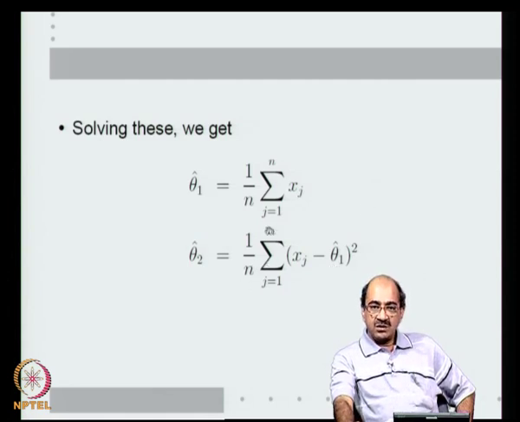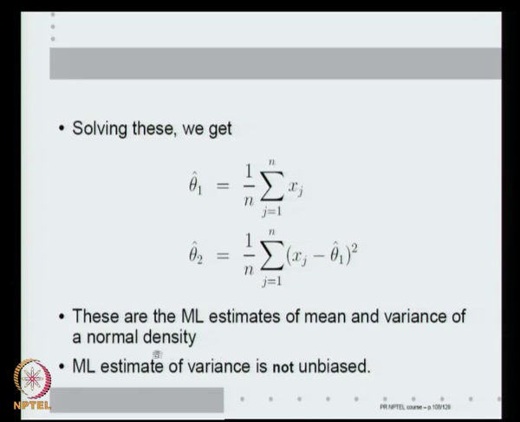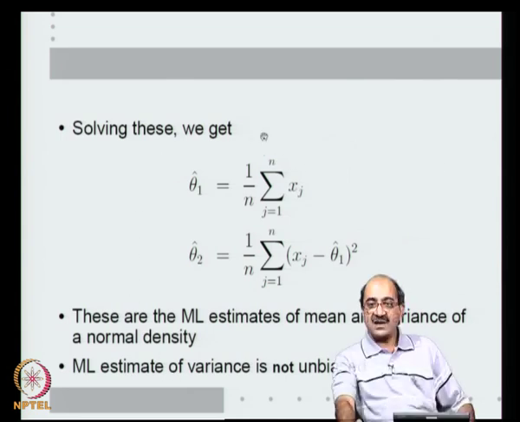As some of you may know, 1 by n sum of x j minus theta 1 whole square is not an unbiased estimator of variance. If I want an unbiased estimator, I have to use 1 by n minus 1. So, these are the ML estimators for the mean and variance of a normal density, and the ML estimator of variance is not unbiased. As we have already seen, consistent estimators need not be unbiased, and ML estimation only guarantees consistency. So, sometimes we may land up with biased estimators, but for a one dimensional normal density, these are the maximum likelihood estimators for mean and variance.